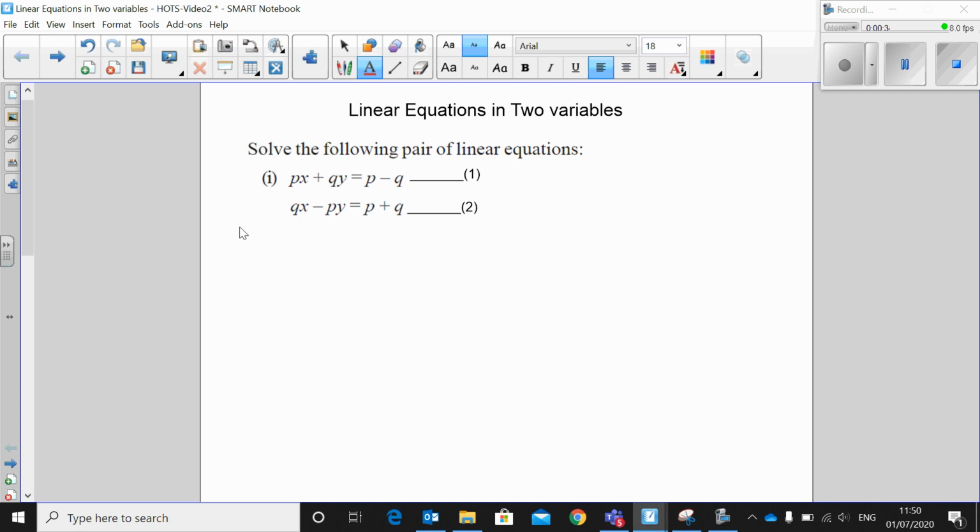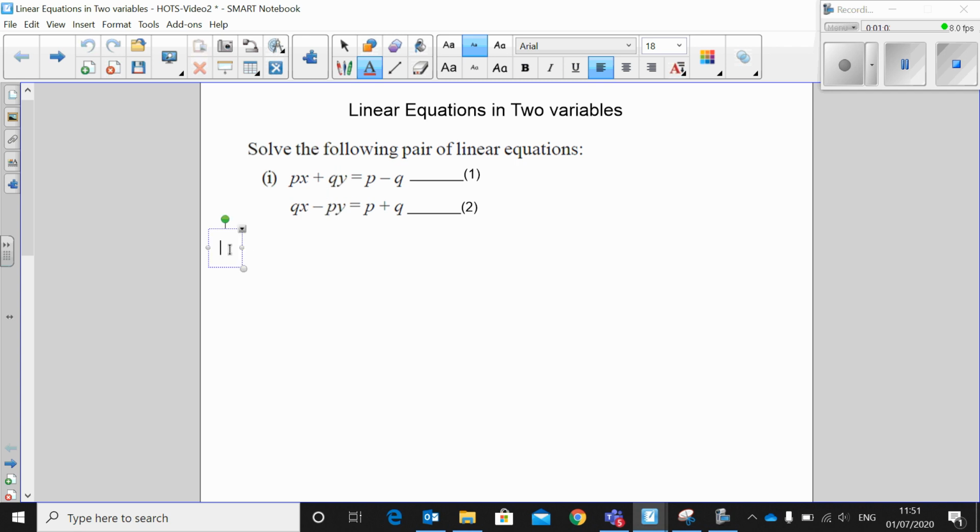I'm going to take the elimination method. There are three methods, as we know: substitution method, elimination method, and cross multiplication method. In this sum, the elimination method will be easier to solve this equation. So let us think about how to eliminate. Look at the coefficients px, qx, qy, and py. So let us multiply equation 1 by p and equation 2 by q.